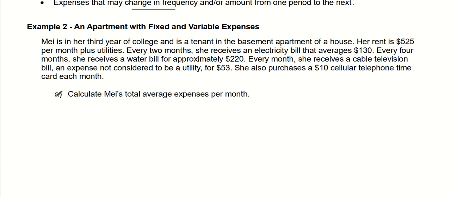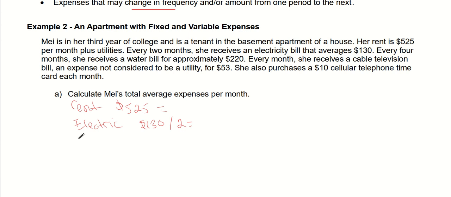Okay, so let's list them out. We have here rent, which is about 525, right? We have here an electric bill that she pays on average. She receives it every 2 months. So electric is about 100, but that's every 2 months, so you divide that number by 2. Okay, what else do we have?